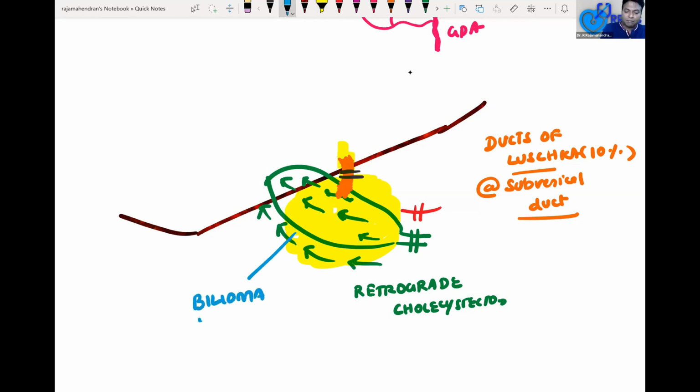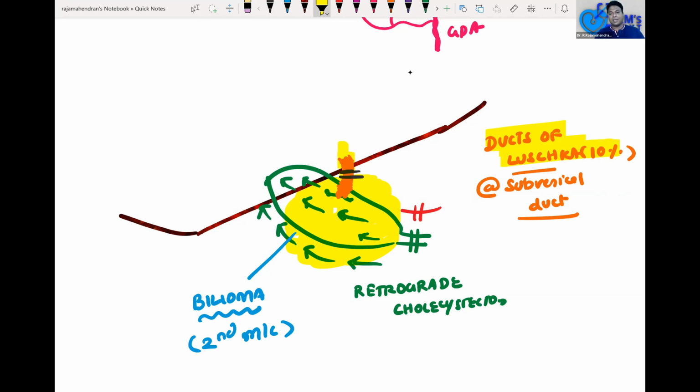So bilioma is nothing but an injury to the bile duct resulting in bile collection in the right hypochondrium in the post-operative period. So this bilioma, the second most common cause, I'll tell you about the most common cause later while discussing bile duct injury. Second most common cause of bile duct leak is due to ducts of Luschka. Ducts of Luschka, what to do? If there is a leak from ducts of Luschka, nothing to worry, it will stop by itself.